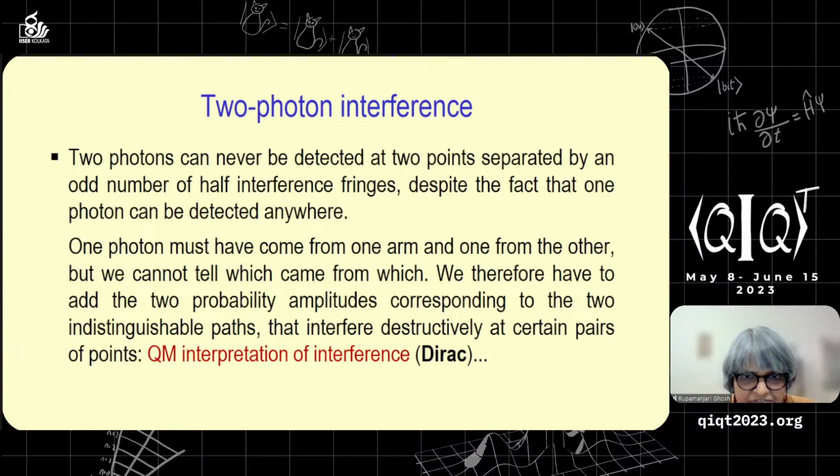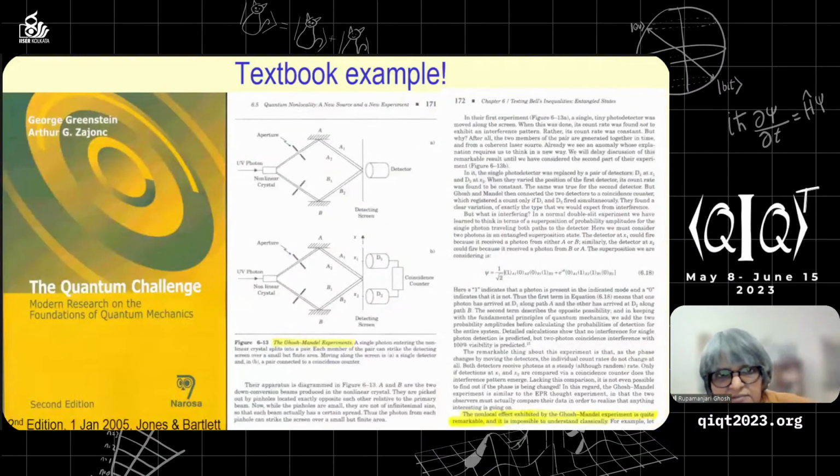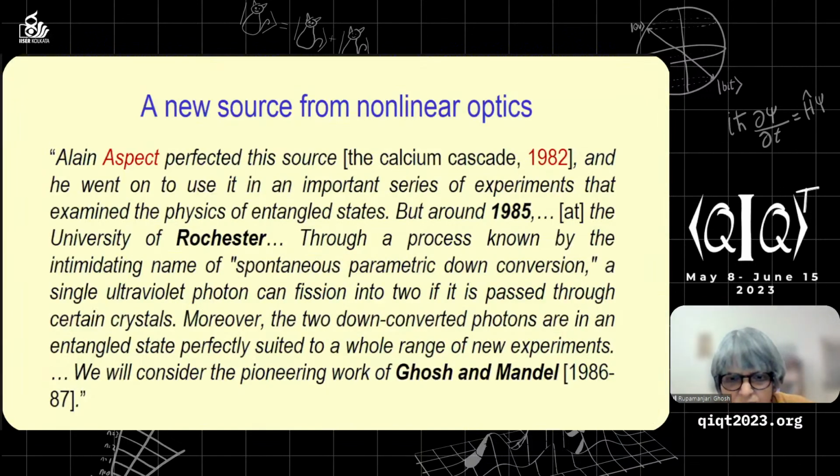So really strange effect. And this is the first time that we talked about it, and it became a textbook example. This quantum challenge book, I was not really aware of that. It's quite old, but a student of mine showed me when I was in JNU, and it's a thin book. In 3 pages, it describes the experiments I had done, and you can't read it, so let me just read one part of it out. It talks about how we produced a new source from nonlinear optics.